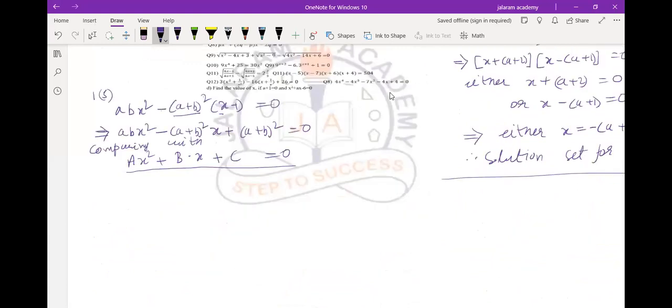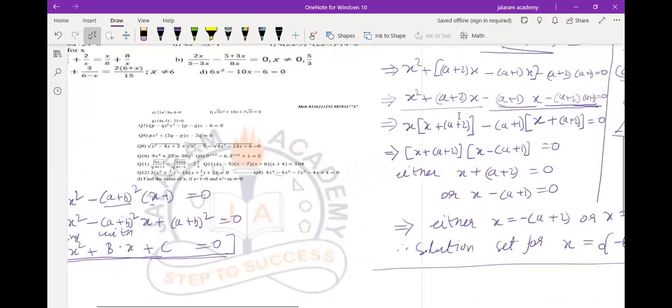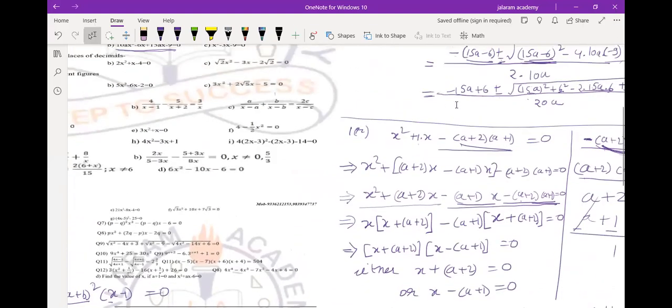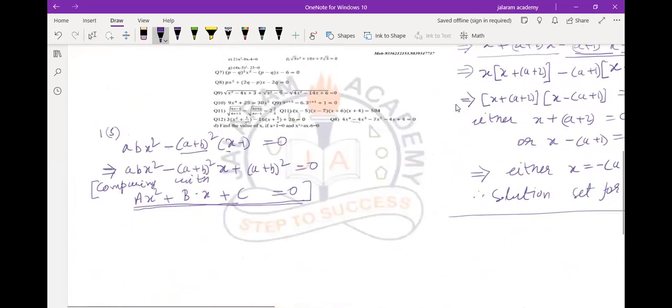Whenever you have to solve with the factorization method or by any other method, you have to convert the equation into the form ax square plus bx plus c equals 0. Understood? Otherwise, you will not be able to solve it. Even in this question, it is already in the form of ax square plus bx plus c, as in the previous question, question number 1. Is that clear to you?